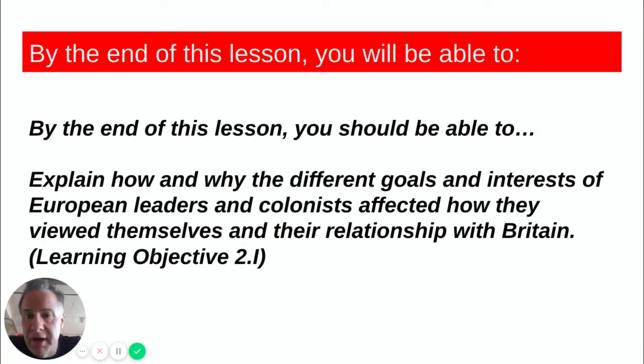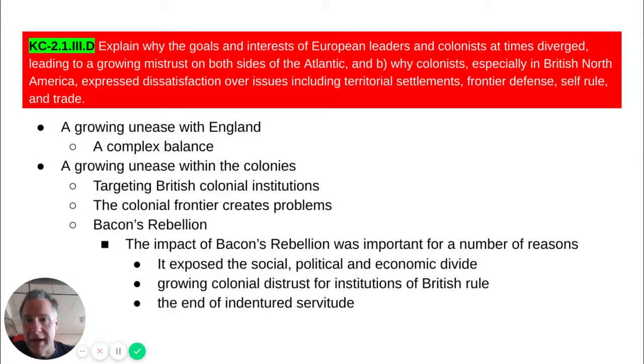So we're going to look at how and why the different goals and interests of European leaders and colonists affected how they viewed themselves and their relationship with Britain. So we're going to start getting into those little cracks that are going to form in the foundation of the colonial British relationship. And of course, we know where those are eventually going to wind up.